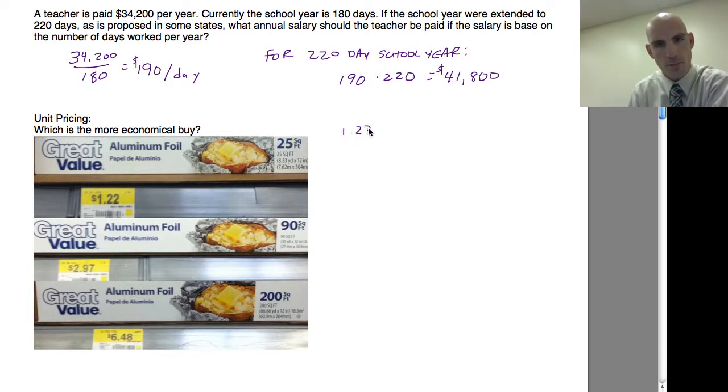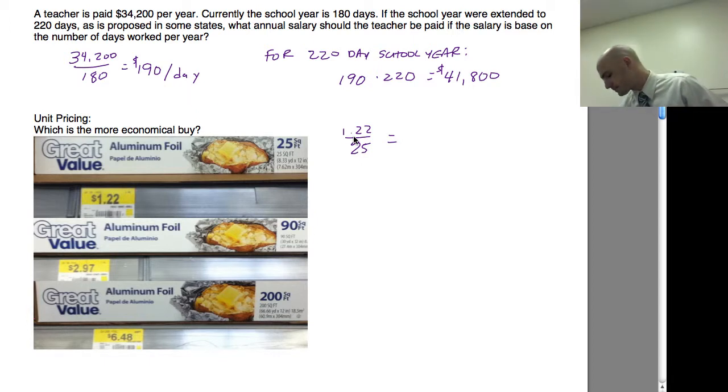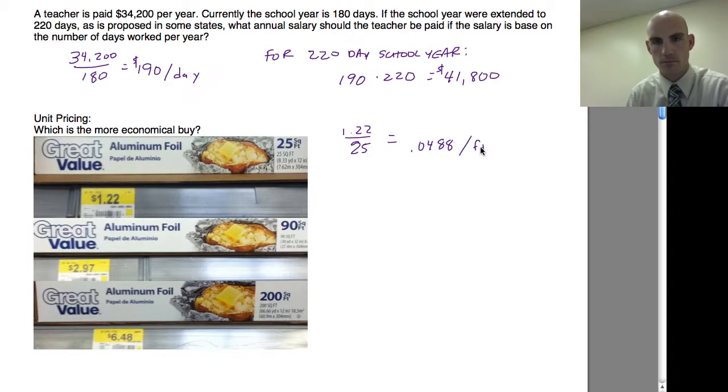So I'm going to compare three rates. Starting with $1.22 for 25 feet, I need to divide. I'll divide $1.22 by 25, and I get .0488 per foot, so around 5 cents a foot.